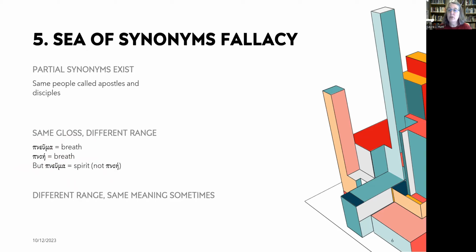And then we also have words with a different range that have the same meaning some of the time. So the word yad means hand, and the word safa means lip. And they obviously have different meanings in one sense. But in Daniel 10:4, it says, "On the 24th day of the first month, as I was standing on the yad of the great river," that's the Tigris. And so here, yad, the word that sometimes means hand, in this case means the bank of the river.